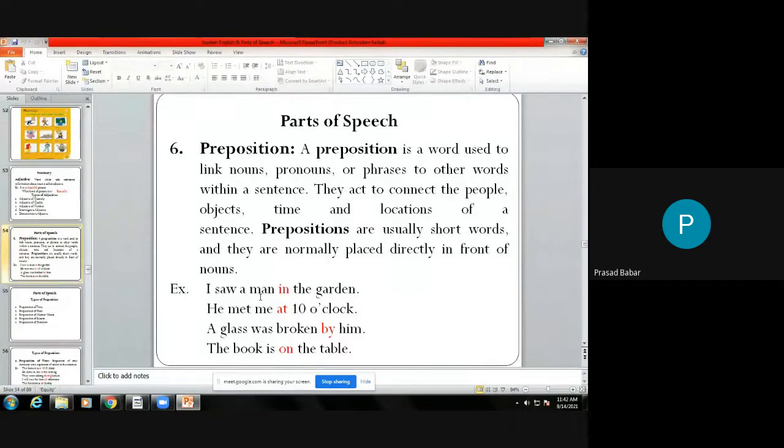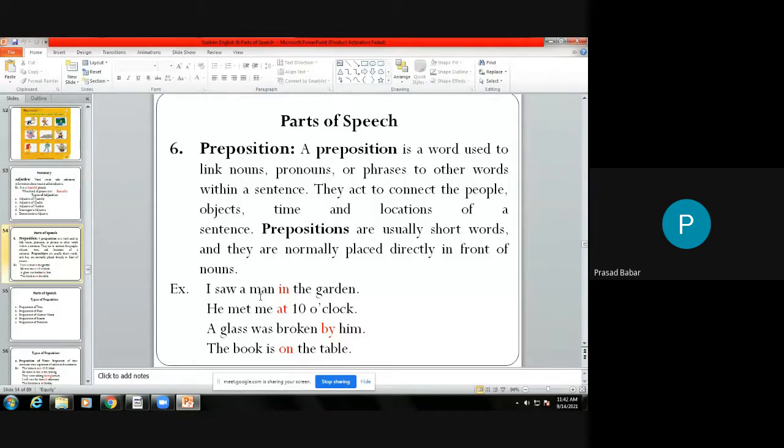The next example is: he met me at 10 o'clock. Here "he met me" is one phrase and "10 o'clock" is another phrase. For joining these two phrases, we have to use a linking word, which is also called a preposition, and the proper linking word is "at". He met me at 10 o'clock.